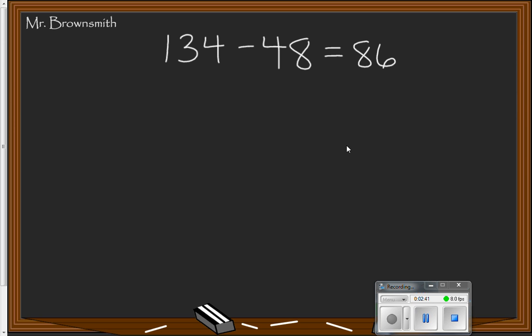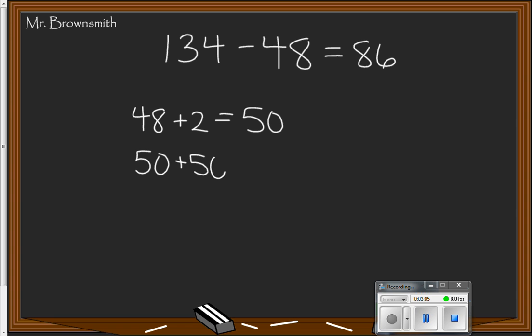So here's another thing that we can try doing, is thinking about finding those benchmarks again and starting at 48 and counting up. What can I add to 48 that'll give me a benchmark? We talked about that would be 2, and that would give us 50. Now I'm going to start with my 50. What do I add to 50 to get to my next benchmark of 100? Another 50.